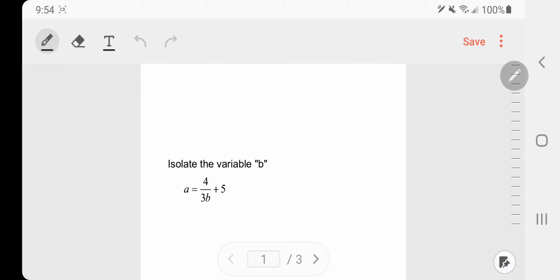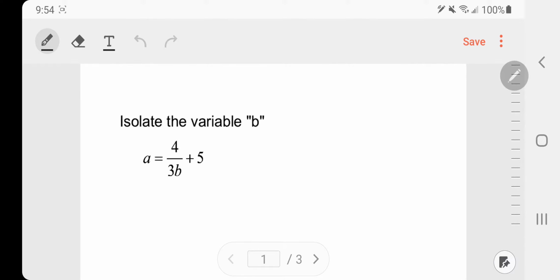Alright guys, so let's take a look at a couple more examples of literal equations. So this first one could be a tough one because we see that the variable we're looking for, b, is in the denominator. Eventually we're going to have to figure out a way to move that into a numerator position to make it a little easier to solve for.